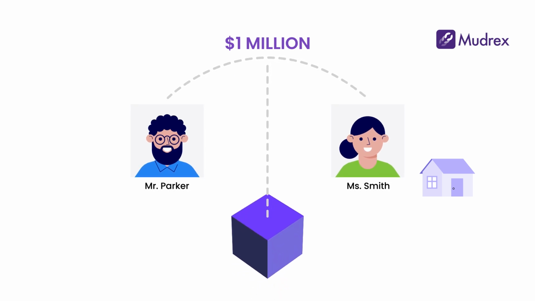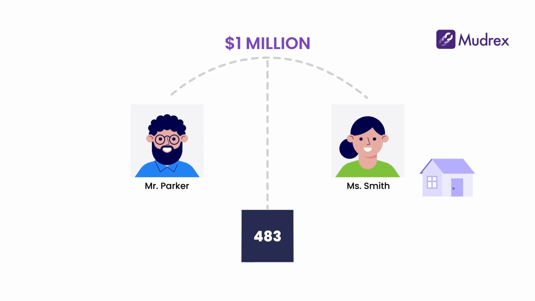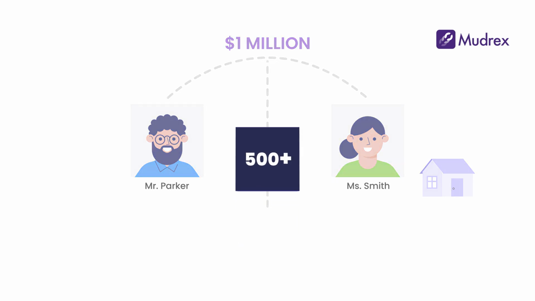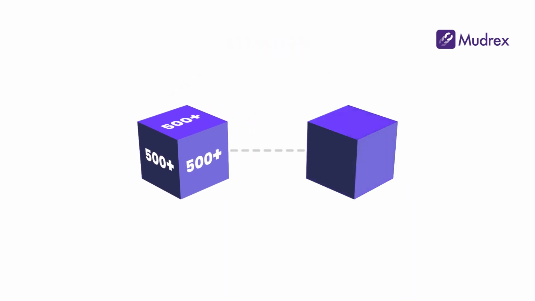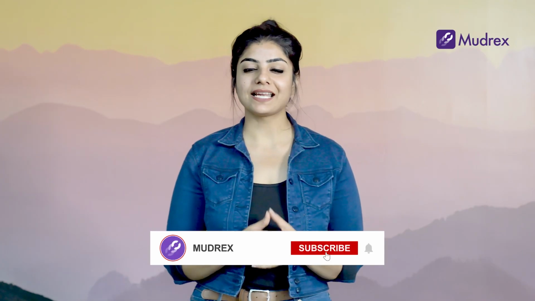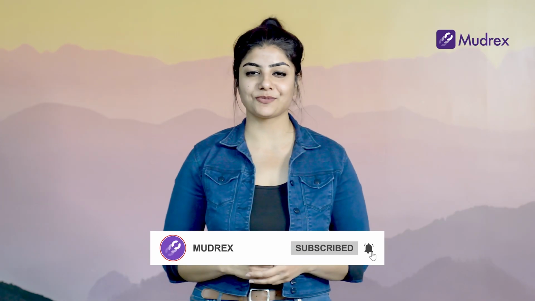And do you know, one block can contain more than 500 transactions. That means once a block reaches its limit, an entirely new block will be created in the blockchain. So I hope by now you have understood the concept of a block. Now we will move on to the concept of chain.